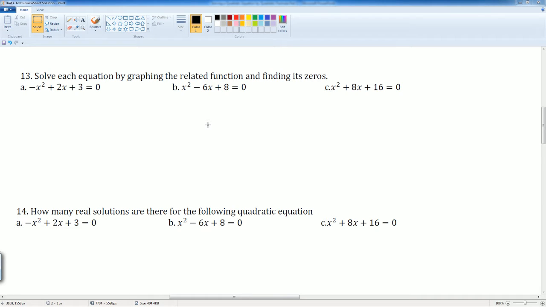This is covering Unit 4, the test review sheet solution. Here I will be covering questions 13 and 14 because they are related. Question 13: you're going to solve each equation by graphing the related function and finding its zeros.